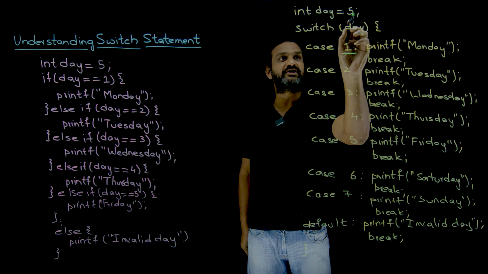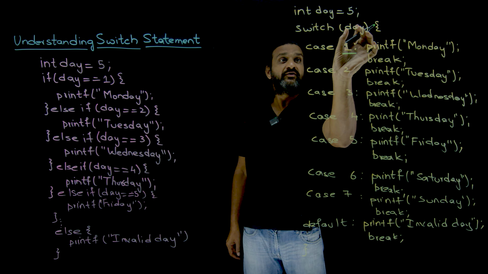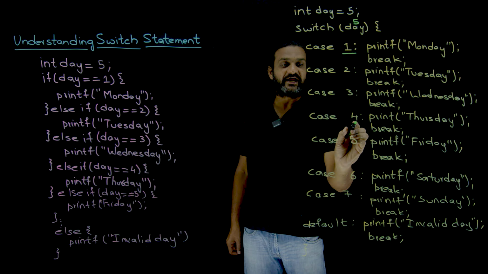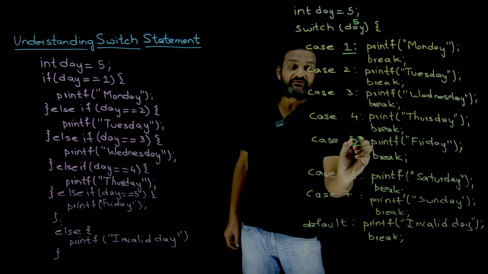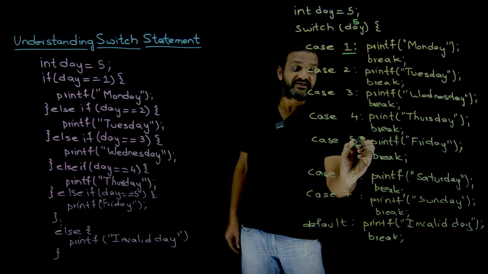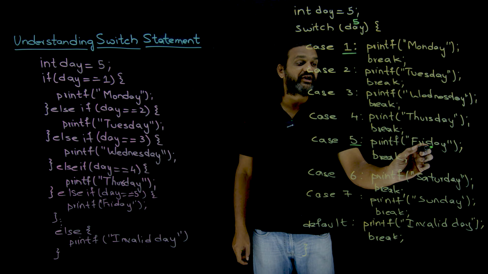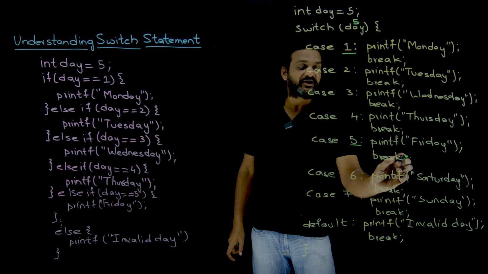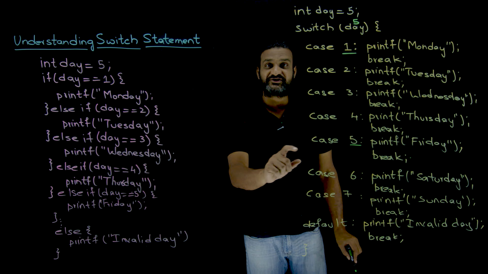Here the value of day is equal to 5. In the switch we have the day. Where is the label matching the value 5? The label matching the value 5 is here in case 5. After every case we have to give the colon; it is the syntax. Whatever statements are within case 5 will get executed. In this example we have only one statement, printf Friday. Friday will get printed, and by executing this break statement we come out of this switch statement.